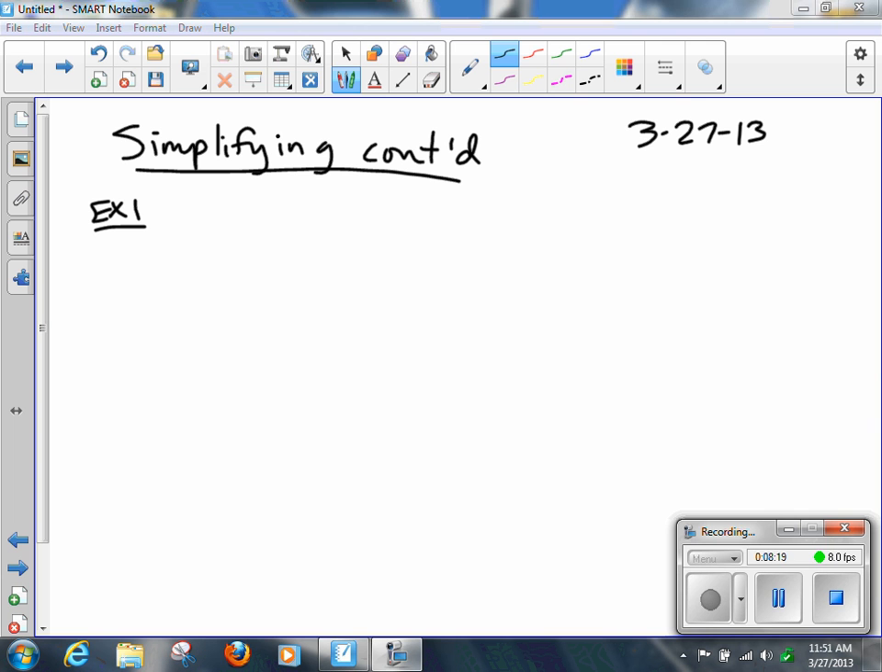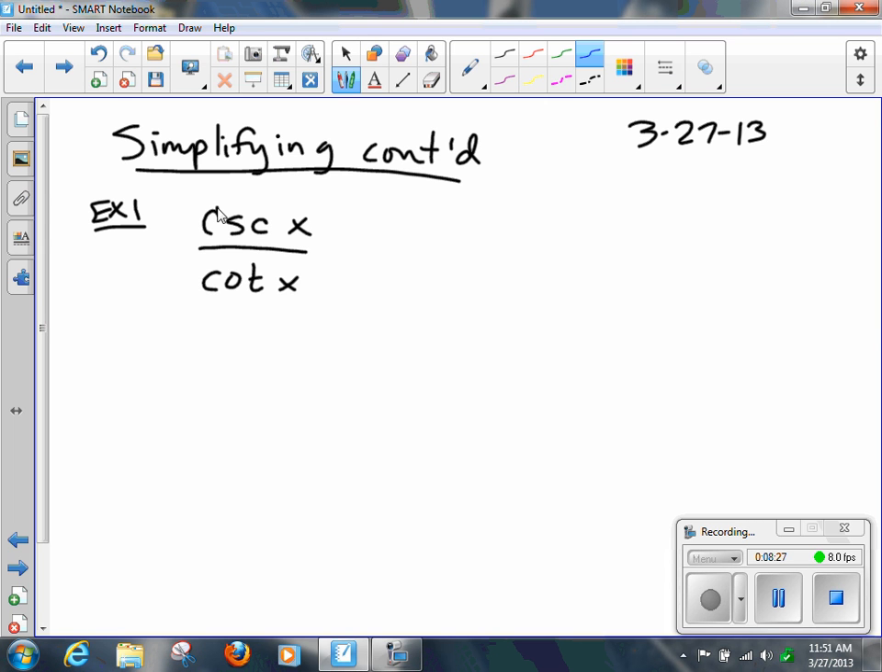Going to kind of think old school, because you know I like old school. Cosecant x divided by cotangent x. And you guys can go on and do your bracket thing. I'm not going to do a bracket nothing. I'm going to go old school on this. Okay? Cosecant x divided by cotangent x.